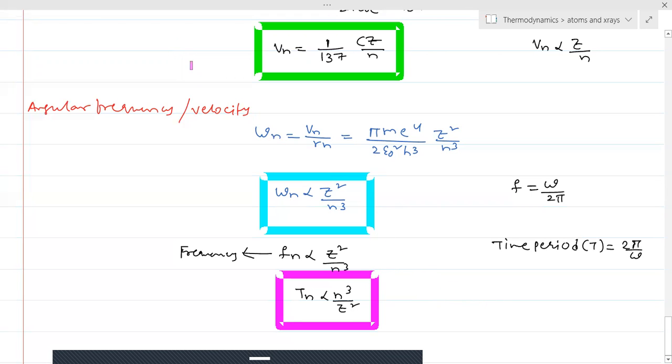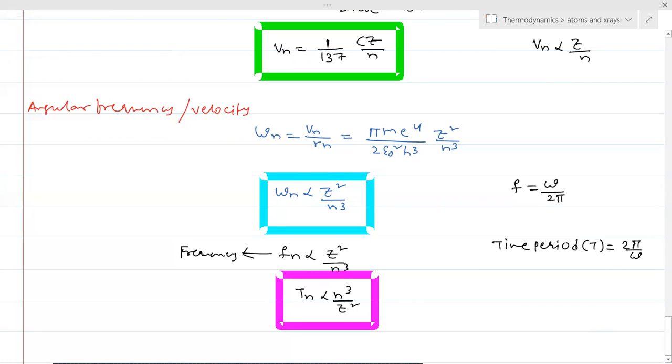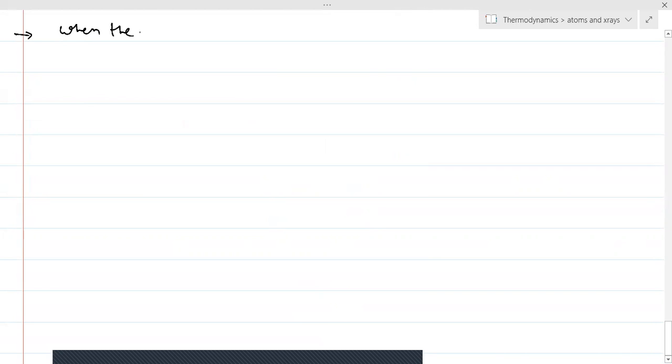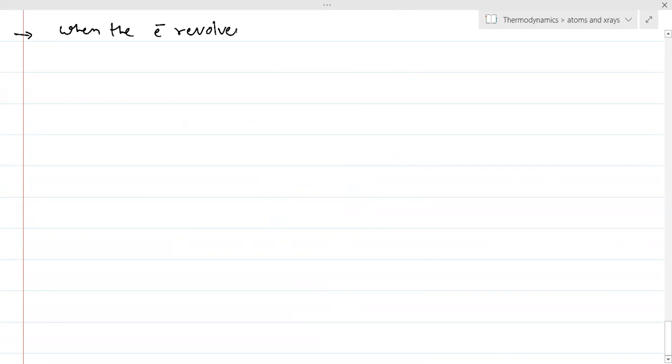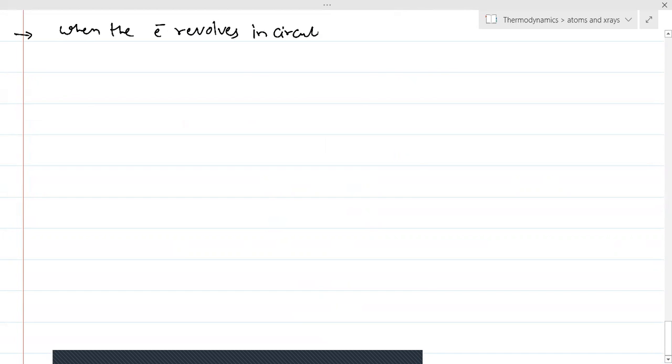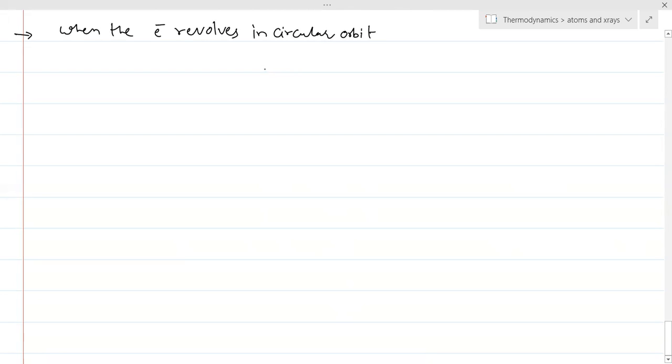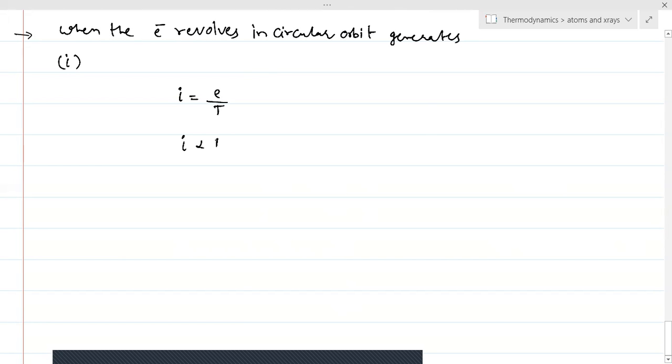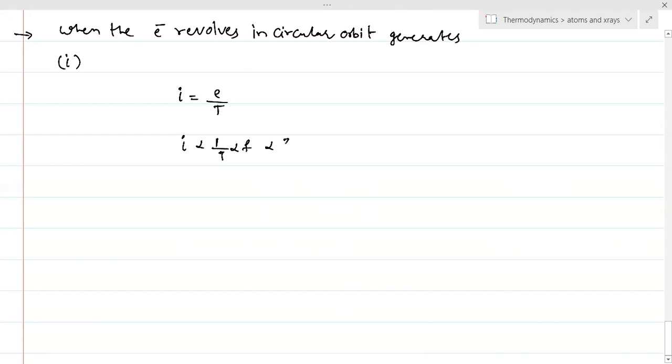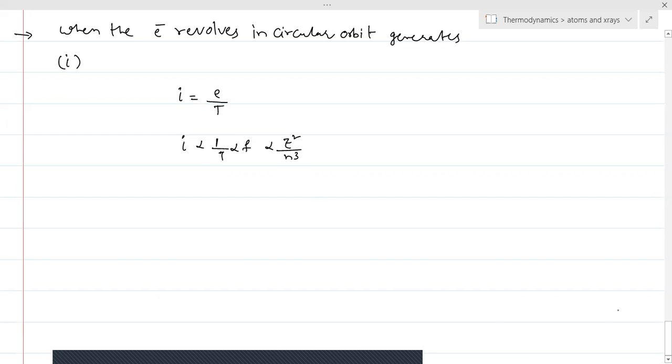After taking the time period, whenever the electron revolves in a circular orbit, it generates electric current I. Now we find that I equivalent to Q by T, that is e by T. So finally, what we remember is I is proportional to 1 by T, nothing but frequency, that is z square by n cube.